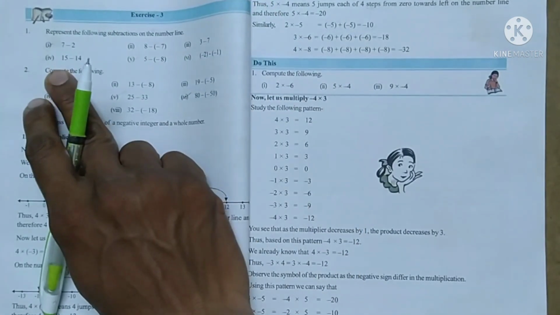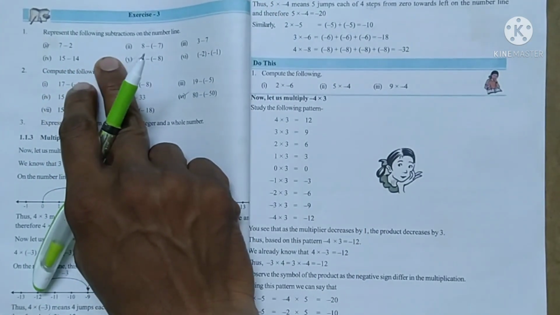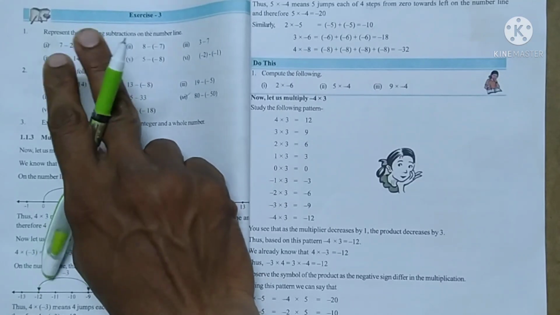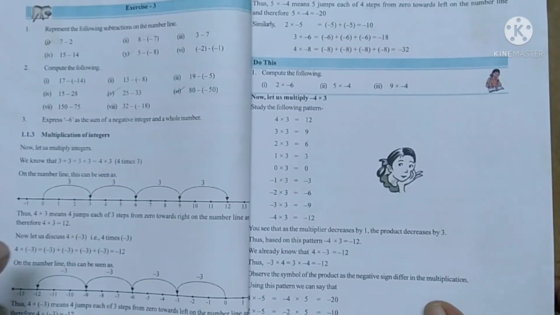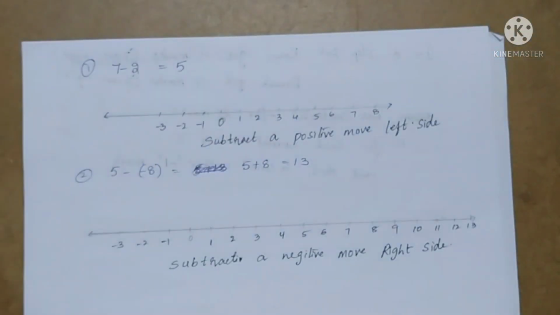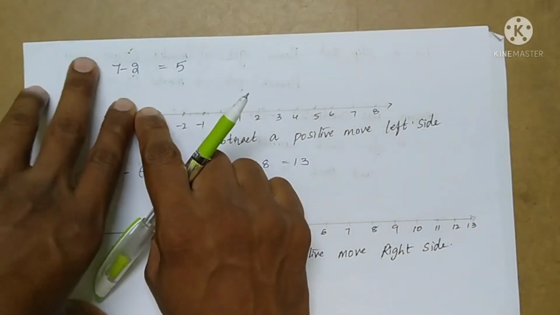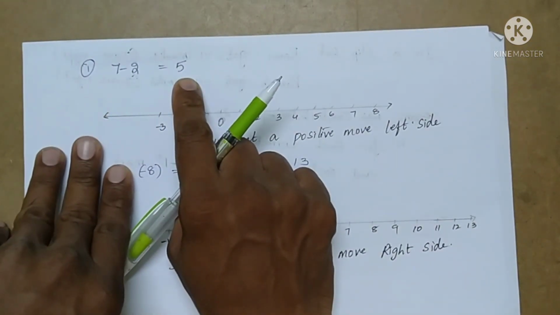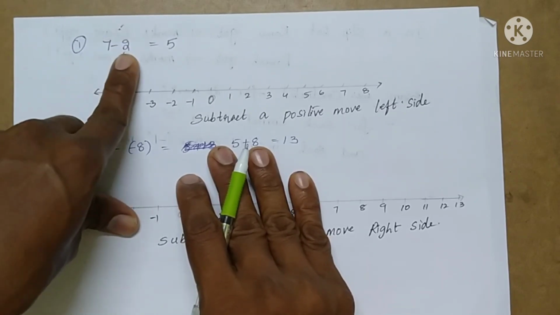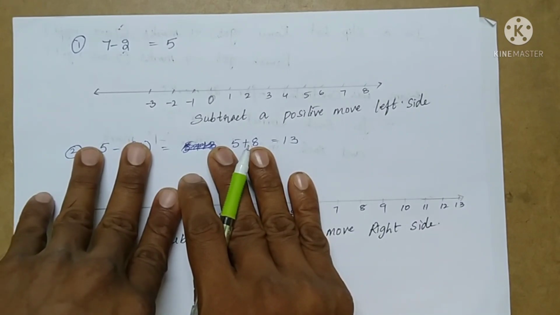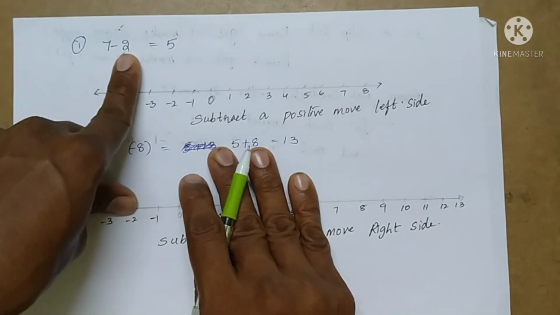Okay, my dear students, in exercise 3, first Roman, represent the following subtractions on the number line. So here first one is 7 minus 2. Result is 5, right? In subtracting a positive integer, we move left side on the number line.